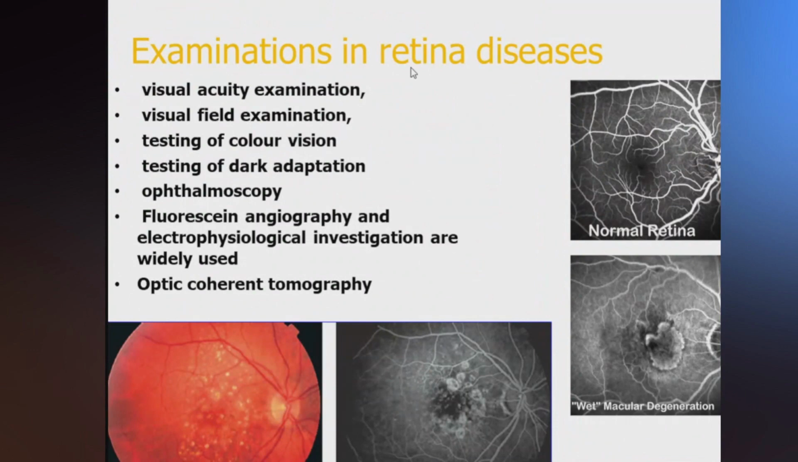When we suspect diseases of the retina, we should make a special examination. Usually, we should check visual acuity, visual field. We should test color vision, dark adaptation. Of course, we make ophthalmoscopy. The essential methods of diagnostics of retina diseases are fluorescent angiography and optical coherence tomography.